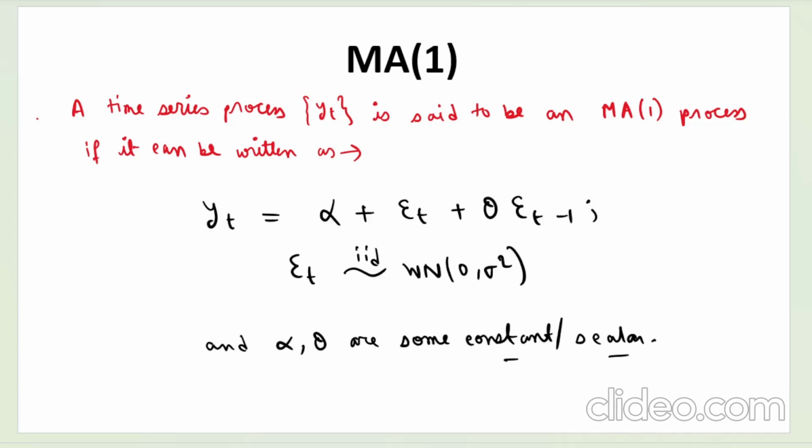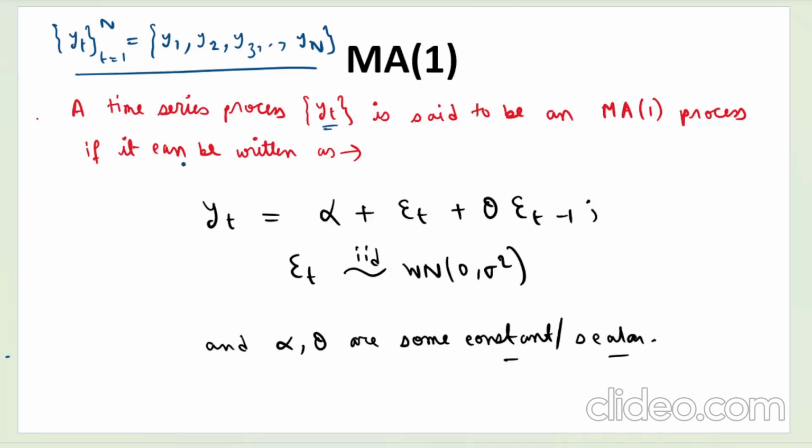So let us understand now what I mean by all of this. A time series process YT. So YT is a process like this. T is from 1 to n, right? So you have this data available to you, Y1, Y2, Y3 up to Yn. This is the time series process, right? A time series process YT is said to be an MA1 process if it can be written as this. Here what I have written is that the dependent variable y at the time point t is dependent only on the error term of the tth period and the error term of the t minus 1th period. So here you see the maximum lag value is 1.